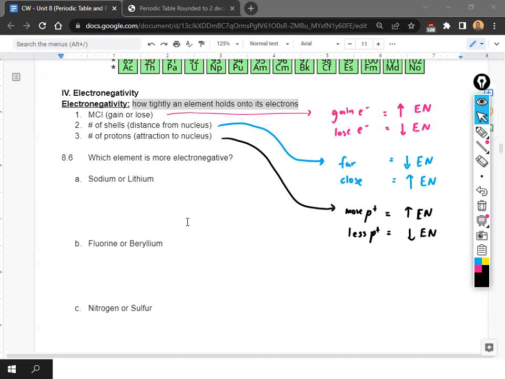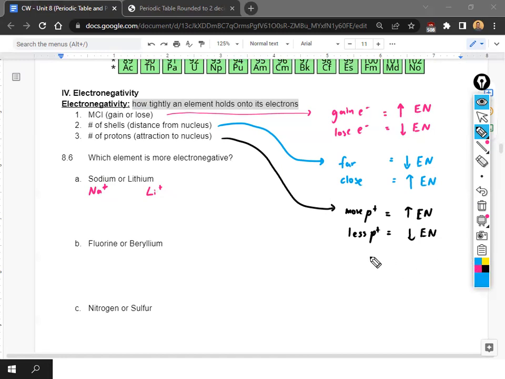Okay, so let's take a look at sodium and lithium, and we're trying to figure out which one is more electronegative. Now, the first thing you want to look at is the MCI. So if you take a look at sodium, what is sodium's MCI? Yeah, Na+. What is lithium's MCI? Yeah, Li+. They're both in the first column, so it's just positive. So they have the same MCI, so that doesn't really help us, right? So we go on to the second one.